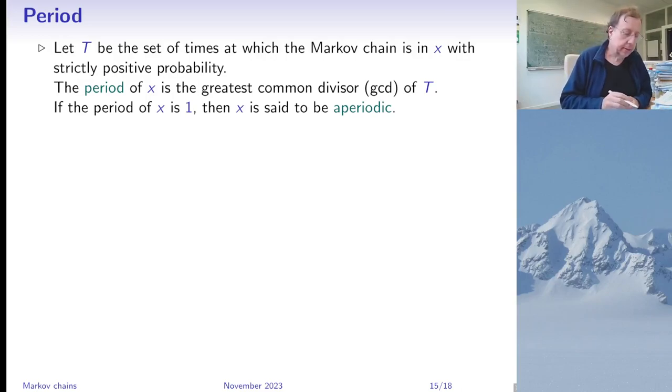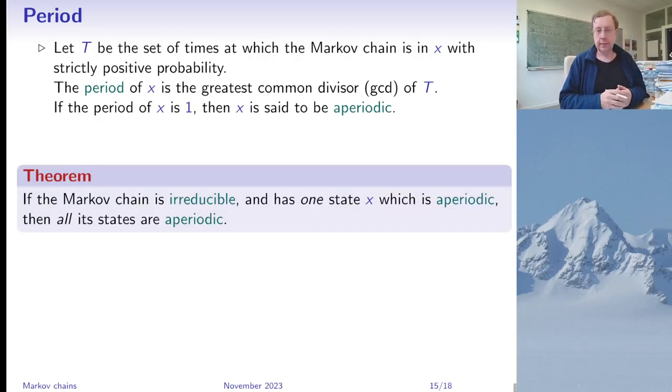Now, first of all, if the period is 1, I will say that my state is aperiodic. And again, this periodicity is a class property. So if my chain is irreducible and has one state which is aperiodic, then all states are aperiodic. And I have similar statements for periodic cases with higher periods.